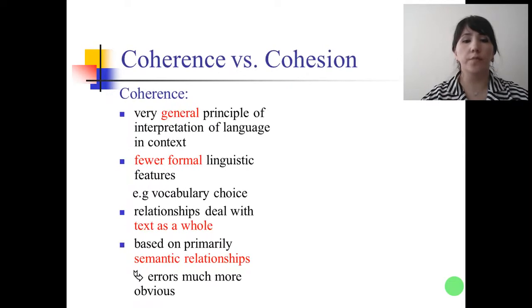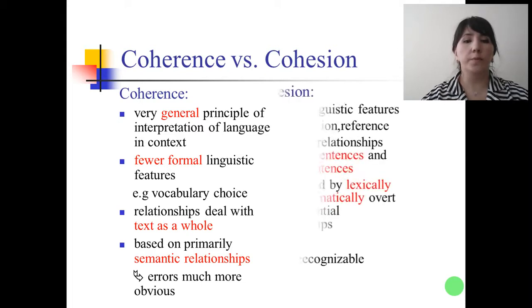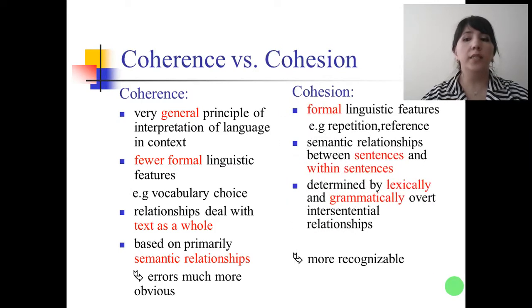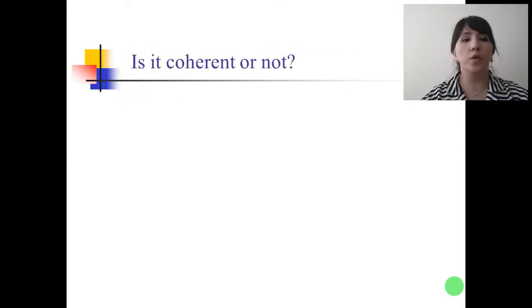Coherence and cohesion. Coherence: a very general principle of interpretation of language in text. Fewer formal linguistic features, for example, vocabulary choice. It deals with the text as a whole, based primarily on semantic relationships. Error: much more obvious. Cohesion: formal linguistic features, for example, repetition, reference, semantic relationships between sentences and within sentences, determined by lexically and grammatically ordered intertextual relationships, more recognizable. Is it coherent or not?